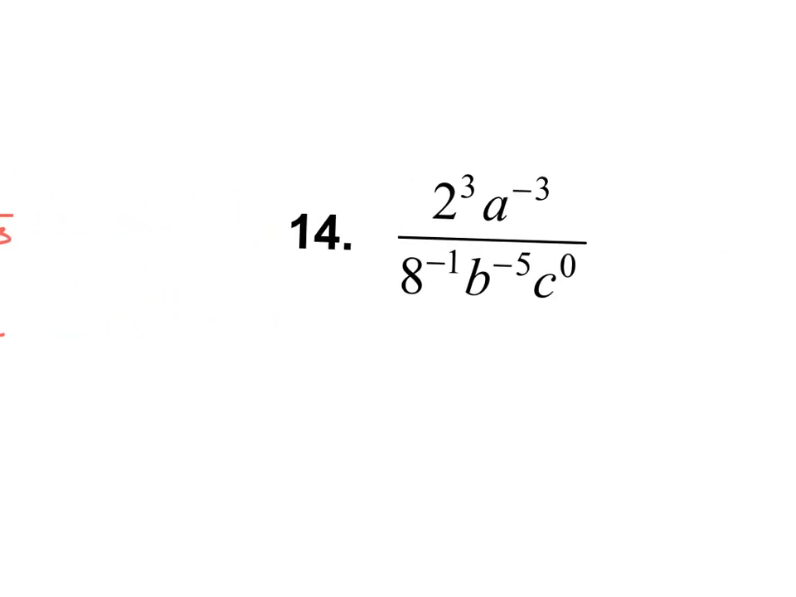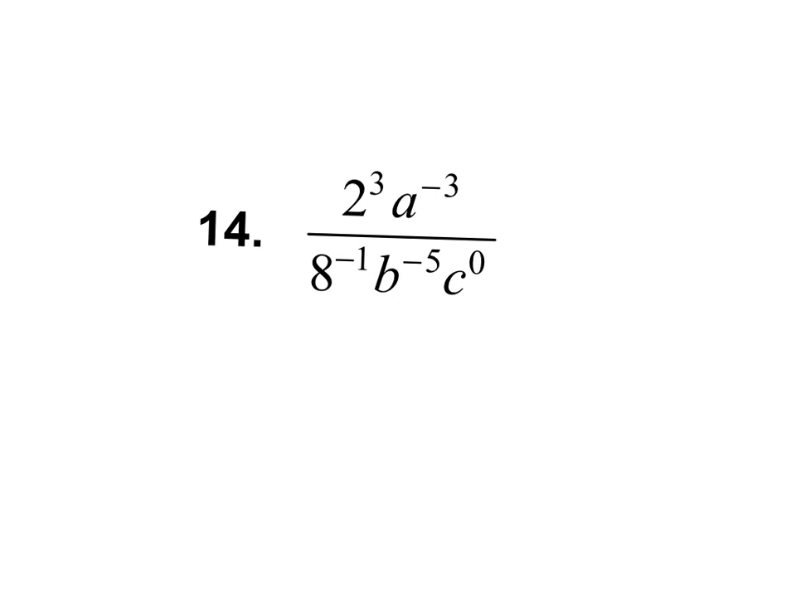And last but not least, let's look at 14. All right, so let's get rid of the negatives first. I'm going to leave 2 to the third alone for now, because that's a positive exponent. A to the negative 3 is going to flip down to the bottom as a to the positive 3. So I'm done with that part. On bottom, I have 8 to the negative 1. Since it started on bottom with a negative exponent, it's got to flip to the top with a positive exponent. So that's 8 to the 1 on top. B to the negative 5 on bottom is going to flip up to the top as b to the positive 5. So remember, if a negative exponent is on bottom, it's going to flip up to the top. And then c to the 0 I don't care about because it's to the 0 power.